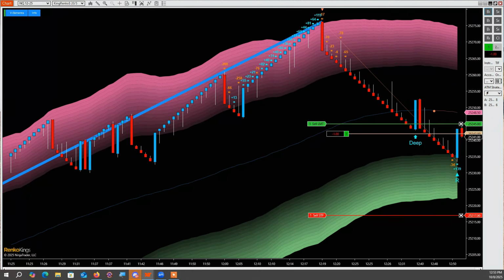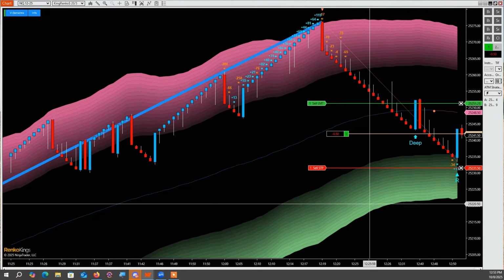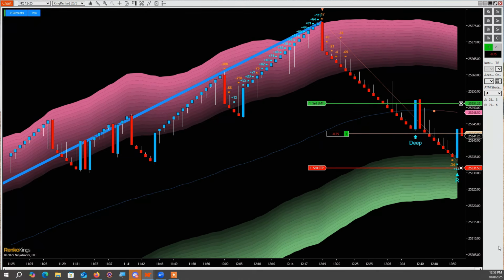Order submitted. Alright, so price arrived at the dynamic support area, and there is a reverse signal, so I'm going to be taking a long. Again, my target is kind of around the moving average, and my stop is a bit below the pivot low that was created.